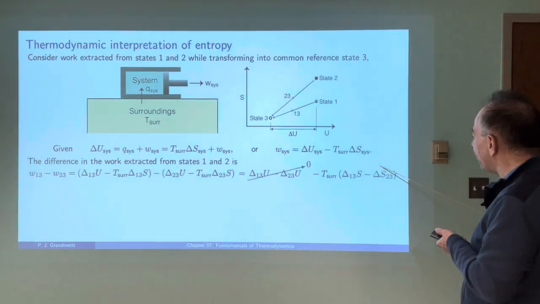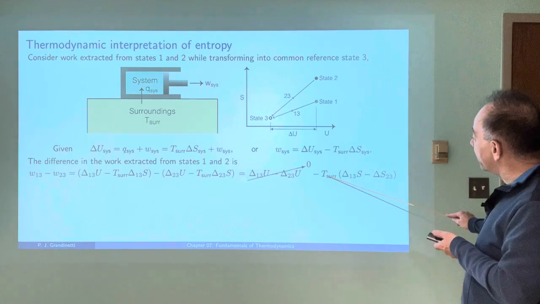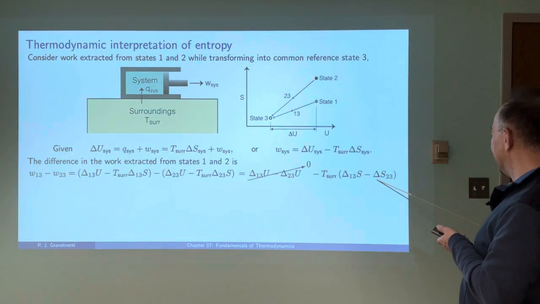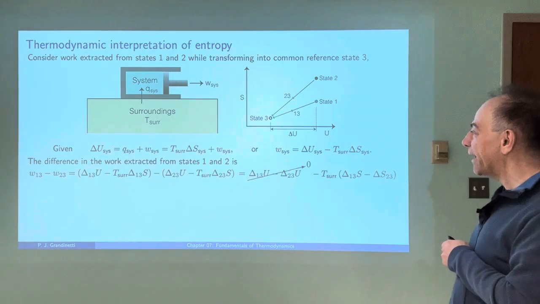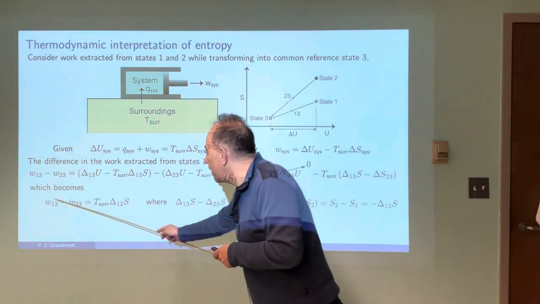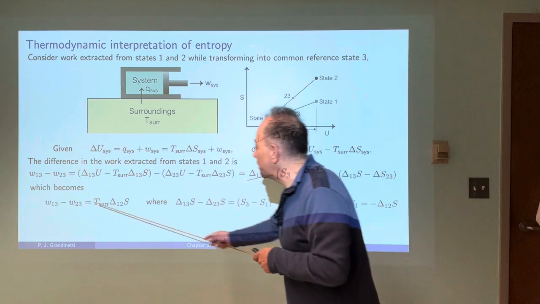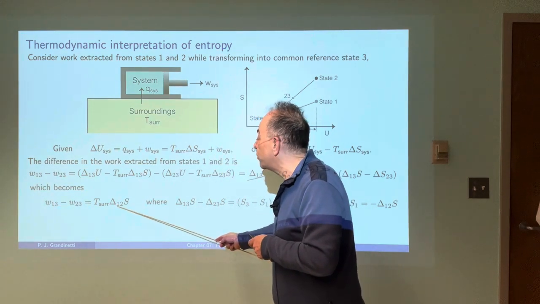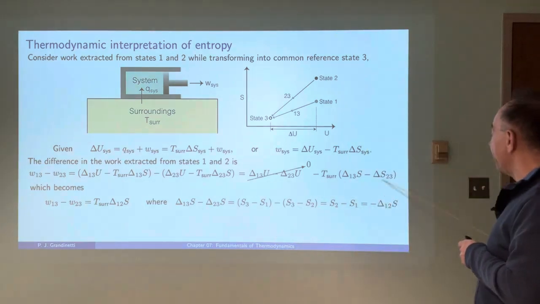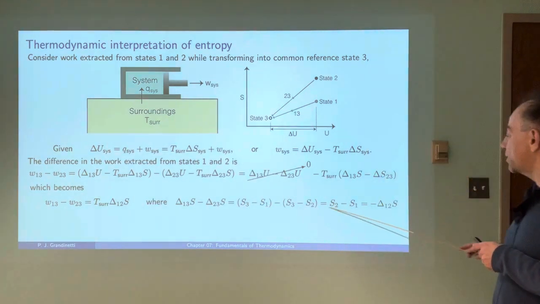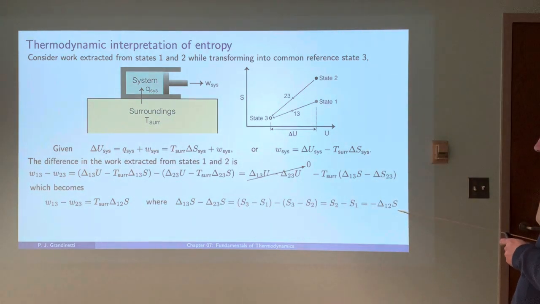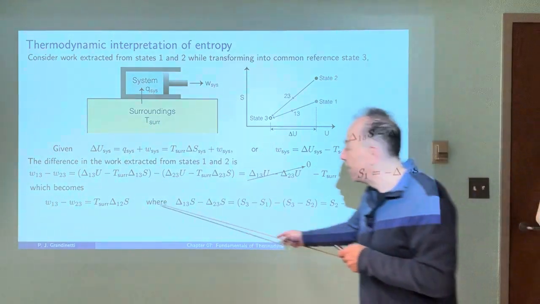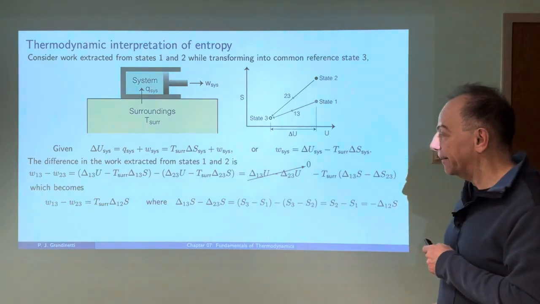So all that's left is that we have the minus the temperature times delta 1,3S minus, that's supposed to be delta 2,3S there, okay? And so now, doing a little rearranging, the difference between the work becomes the temperature of the surroundings times delta 1,2S. So you can see that I've taken this expression over here, and I've just expanded it out and recontracted it into this form here. So now it's the change in the entropy between state 1 and state 2, and that gives me this expression right here.